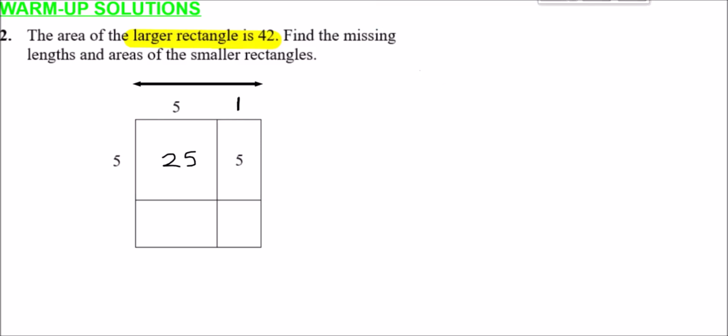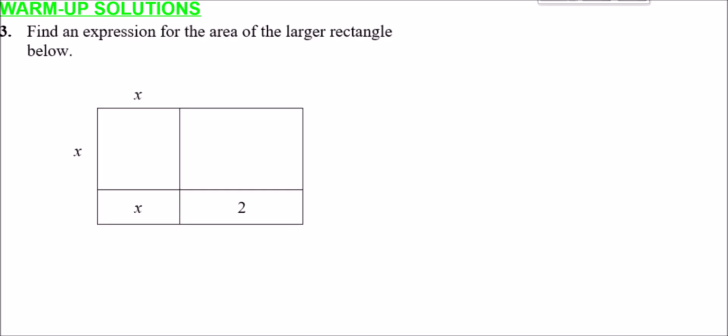And so we can therefore deduce that this length downwards has to be 7, because 6 times 7 gives us the 42 we require. So 5 plus what number gives us 7? Obviously that must be 2. So we now know this one in the bottom left is 5 along, 2 wide. 5 times 2 gives us 10. And this final one here is 1 multiplied by 2, which is 2. As a double check, add up all these numbers here, you'll find that they come to a total of 42.